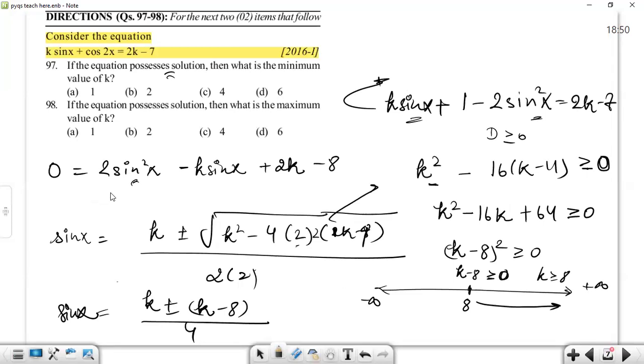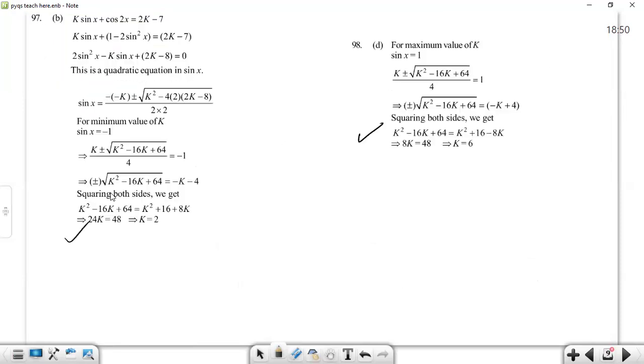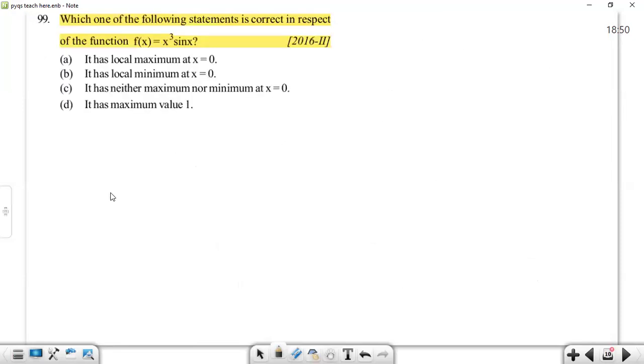Yes, sir. Okay. So where's 98? 97. Earlier we also saw this is a function. This is a function given x cube into sine x.